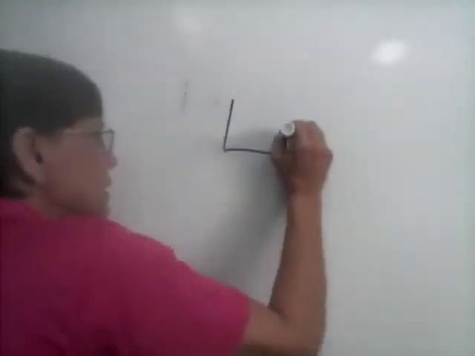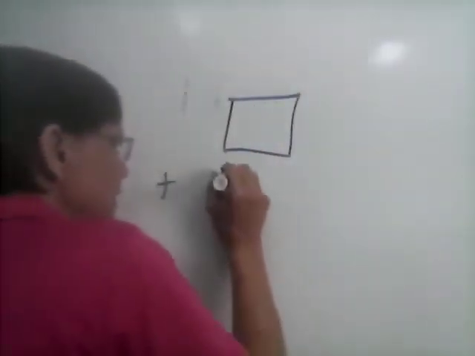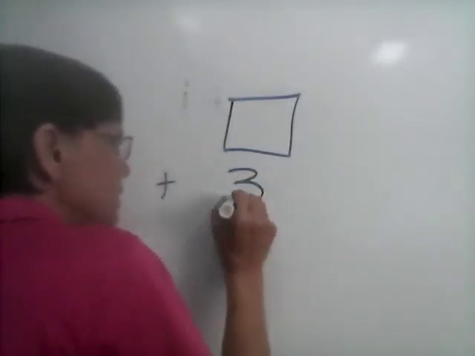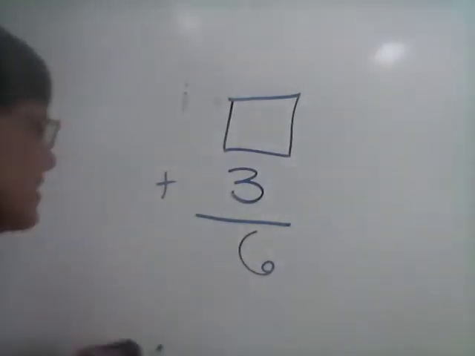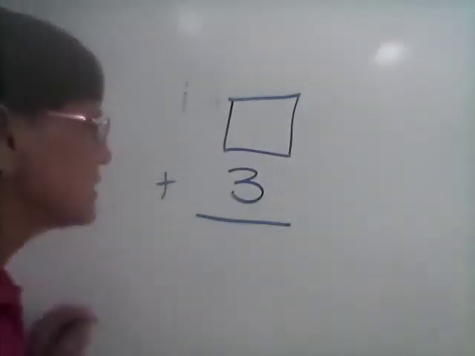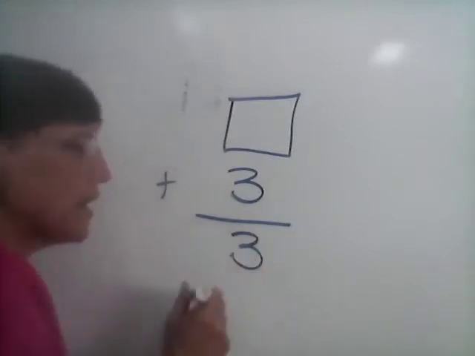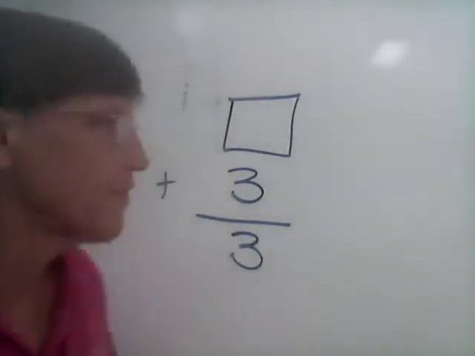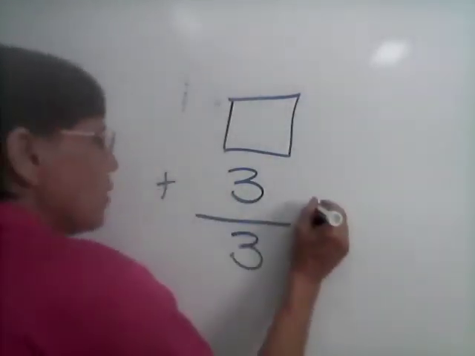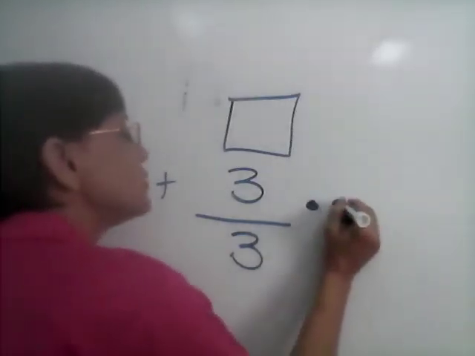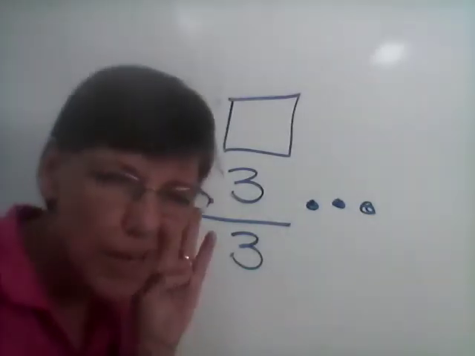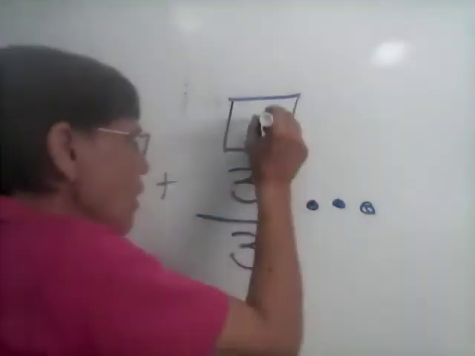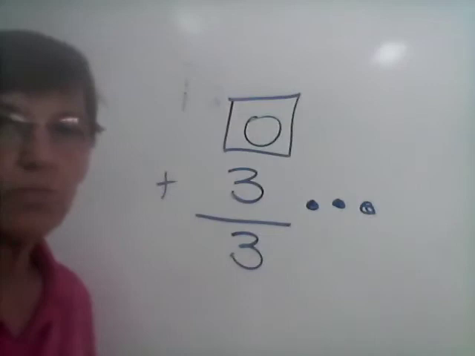We have something plus 3 equals 6. What number? Oops, that's not right. Silly me. Something plus 3 equals 3. What plus 3 equals 3? If I have 3 here, 1, 2, 3. How many more do I need? 0. That's right. 0 plus 3 is 3.